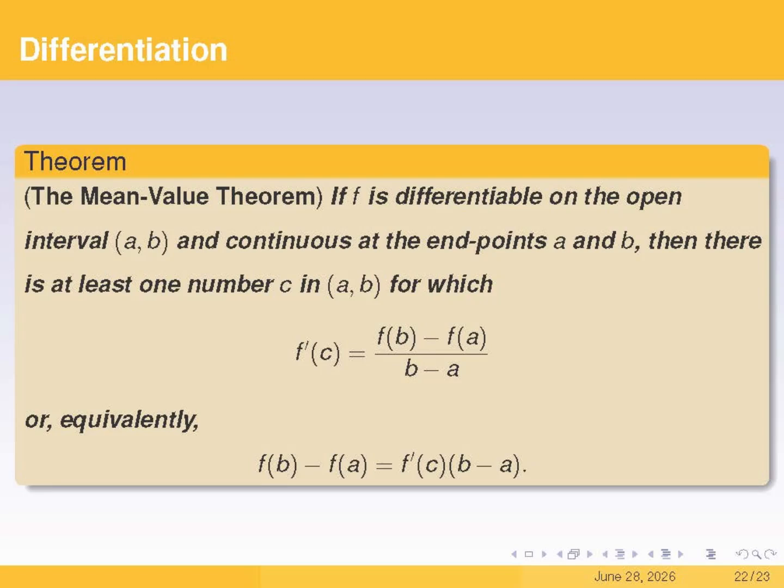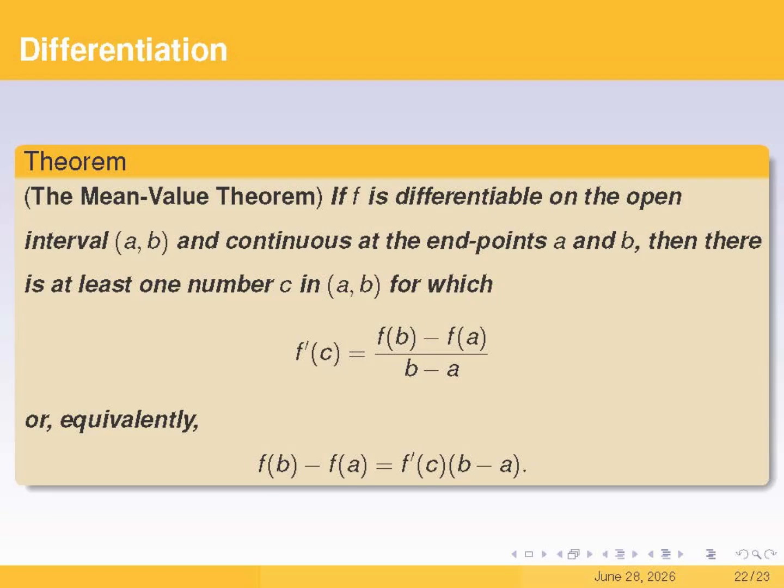Of course, this line is also the secant line passing through these 2 points, a, f of a, and b, f of b. Therefore, the mean-value theorem states that given a secant line passing through the 2 points, a, f of a, and b, f of b, there must exist a point c in the open interval between a and b such that the tangent line passing through the point c, f of c, is parallel to the secant line.